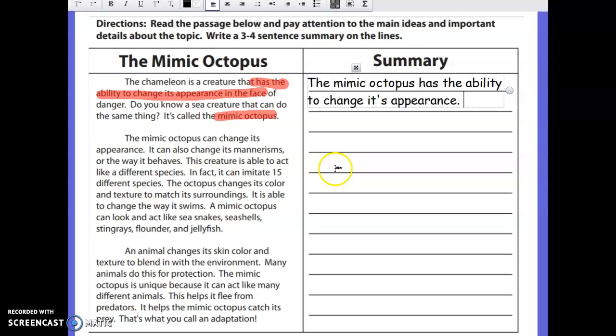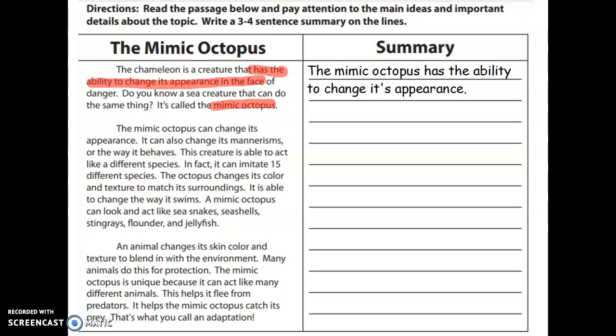All right, now I'm going to start adding some more details. The mimic octopus can change its appearance. Well, I just said that, so we're not going to include it in my summary. Go back to my highlighter. It can also change its mannerisms or the way it behaves. That's important. Let's make sure we include that in our summary because that's different from a chameleon.